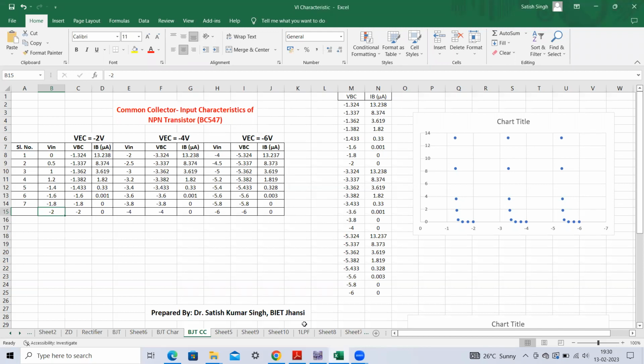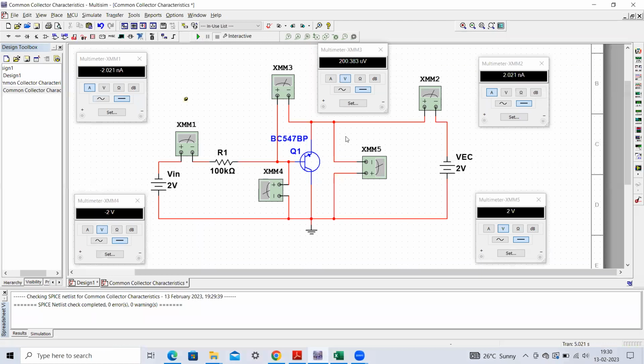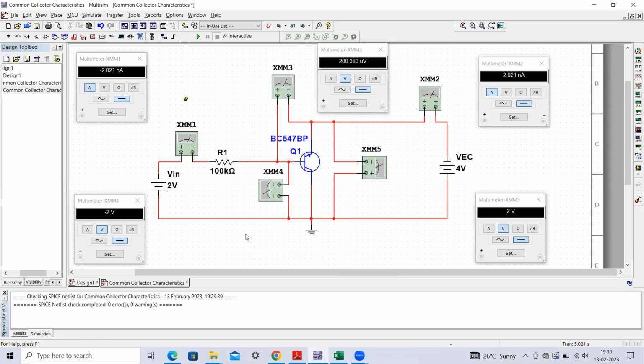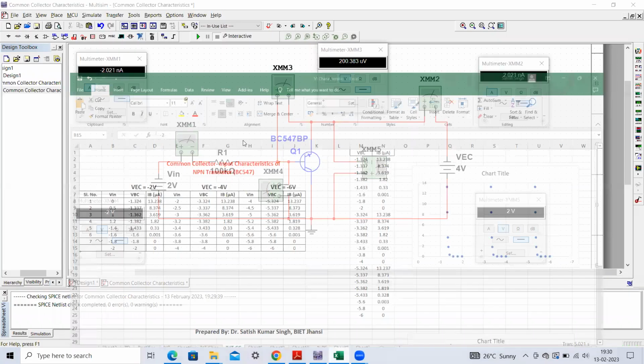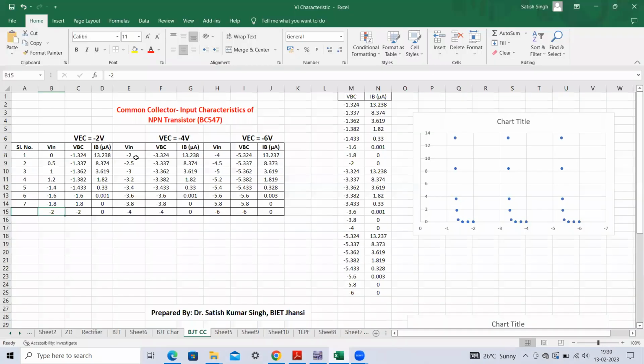Now what we have to do is stop at this particular point, and first change this potential. I will be making it 4 volt. So first you make it 4 volt and then continue your experiment. Now at 2 volt again we have to take the reading. If you execute the circuit again, you will get certain values. You can see this current is 13.238 microamperes.